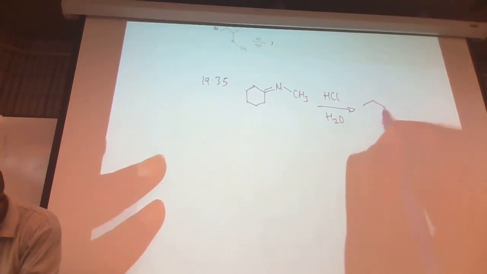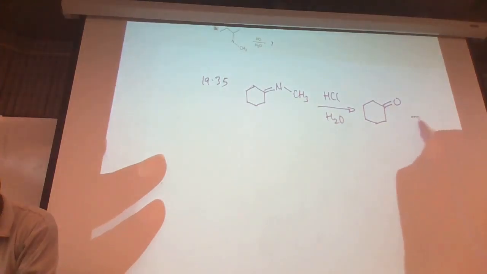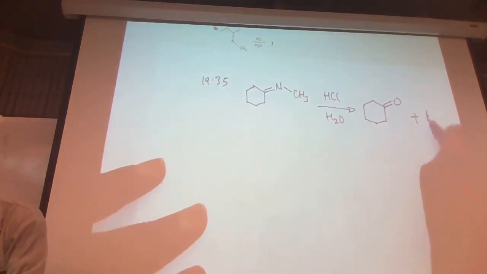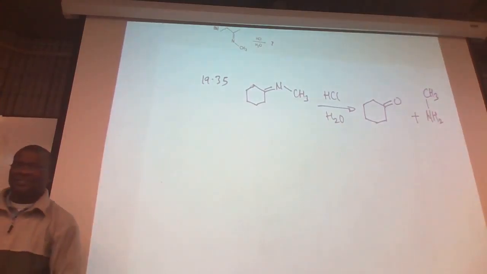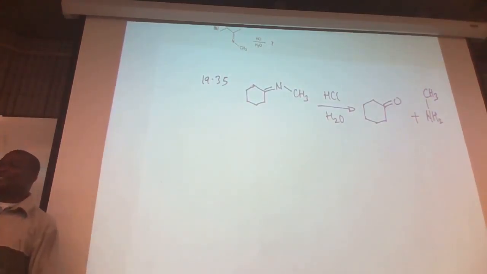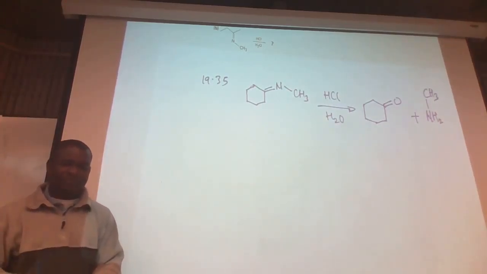So what you get is the ketone that you started with plus the amine. And what's the amine here? The same as the C. It's just the reverse of the mechanism we just showed. Okay? So you can think about the mechanism. We'll do the mechanism in the recitation.